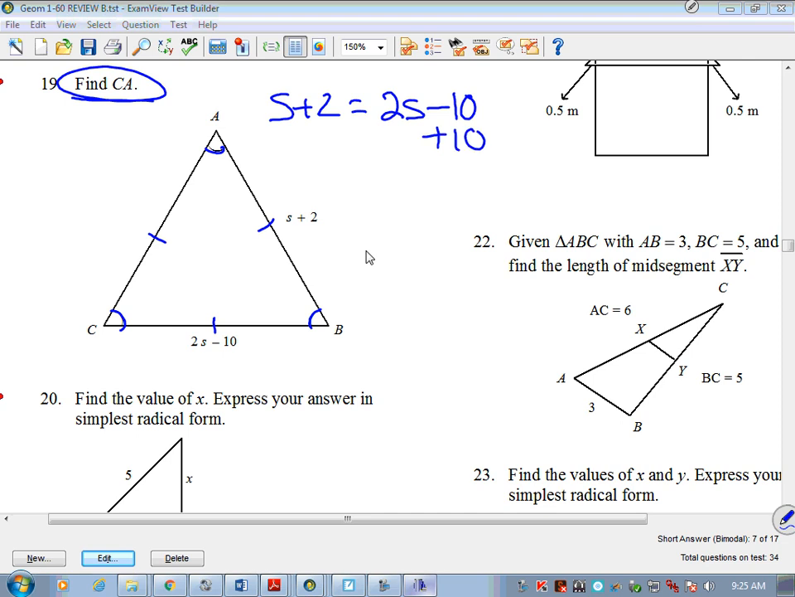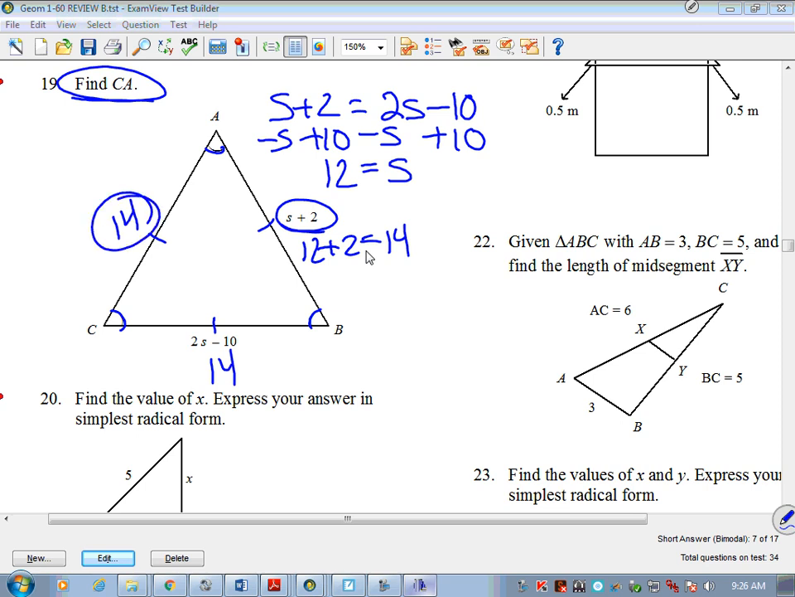So let's add 10. Let's subtract s. It's going to leave me with just one s. S equals 12, but they wanted me to find CA. So in order to find CA, I actually need to know what one of the whole sides equals. Well, 12 plus 2 is 14. 2 times 12 is 24. 24 minus 10 is 14. Therefore, CA is 14. Not 12. 14.